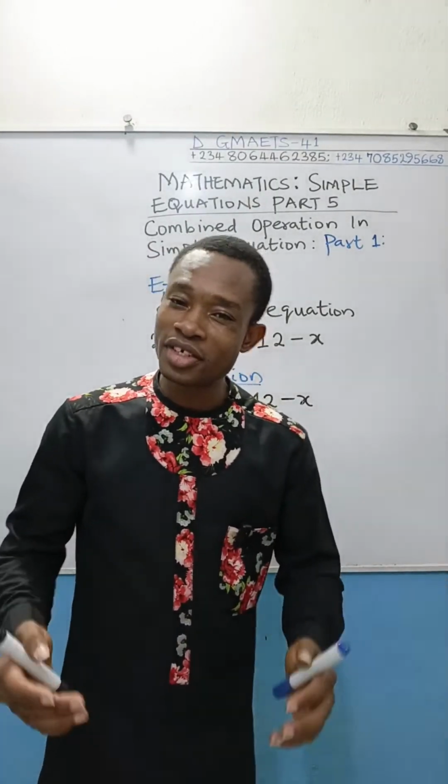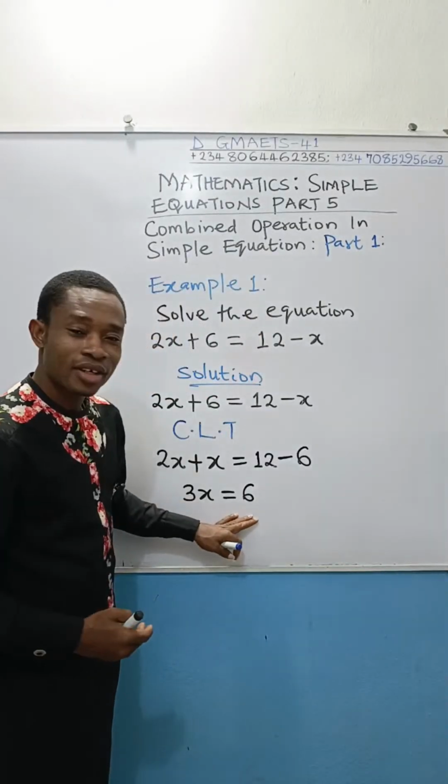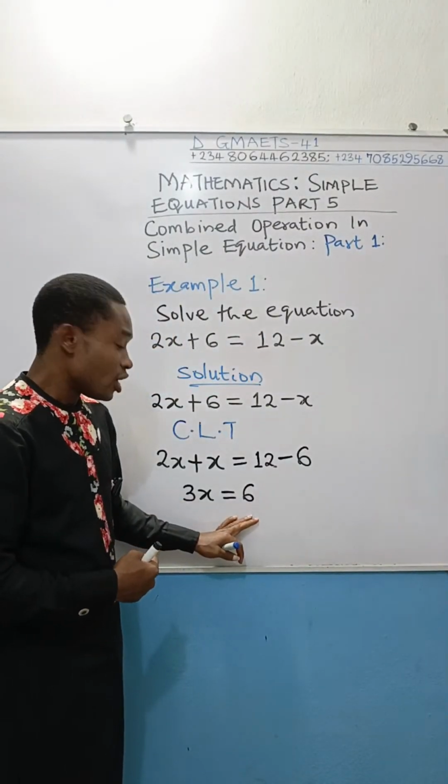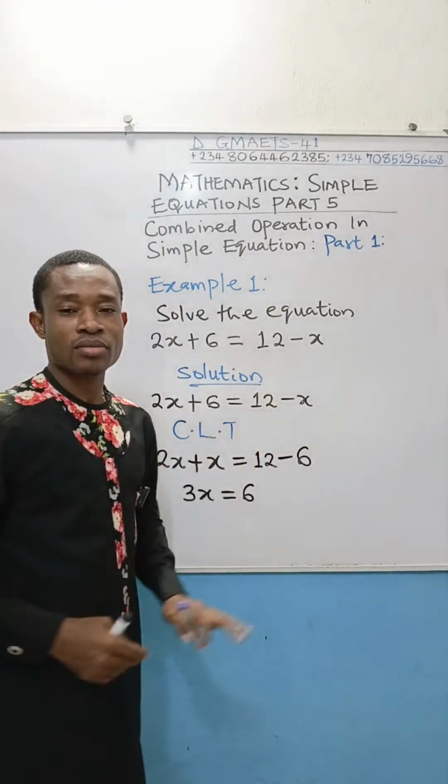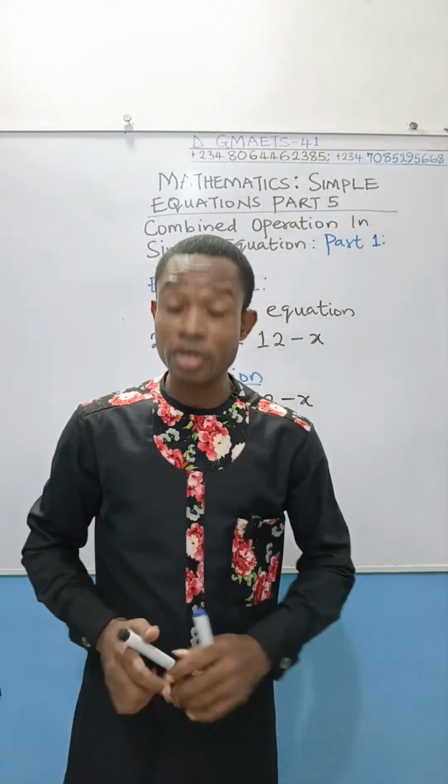At this point, my dear friends, what do you have here? In this step, you have 3x equal to 6. And we are looking for the unknown. The unknown is x.